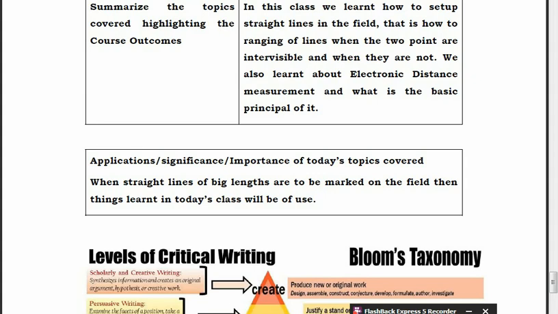The next concept, or the next topic we learned in today's class was electronic distance measurement, which is used in many of the modern surveying instruments like total station, electronic theodolites. It is the fastest way of measuring the distance between 2 points, especially when large distances are involved.